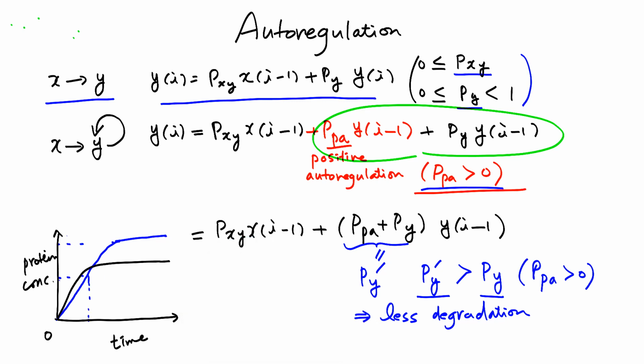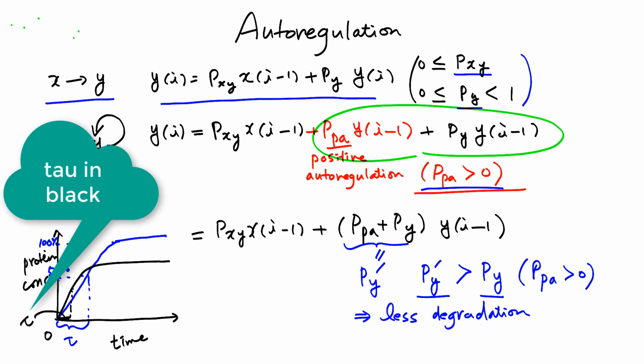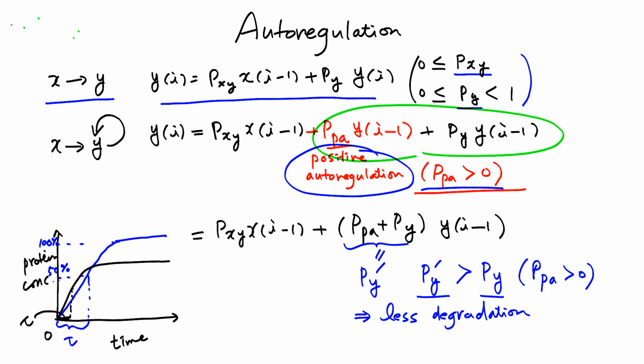This is 100% and this is 50%, and this time is tau. But your dynamics without positive autoregulation has a response time which is tau. When you have this positive autoregulation, your steady state level increases and your response time also increases.